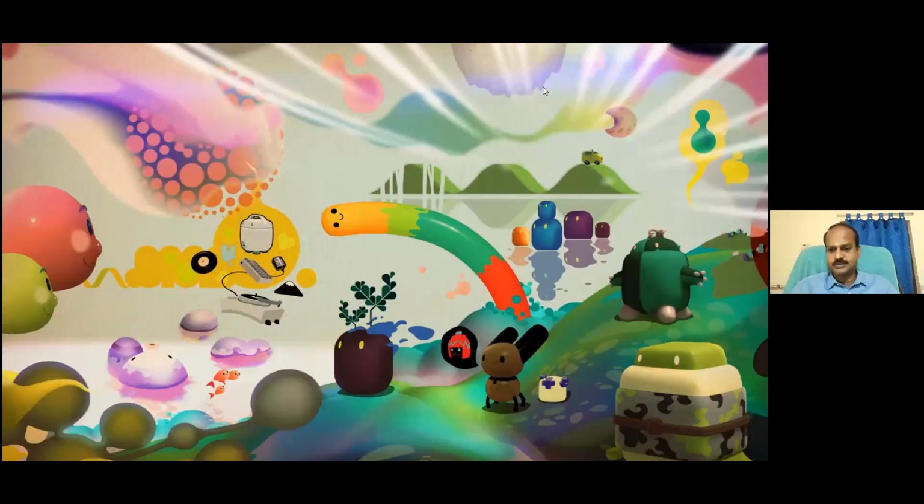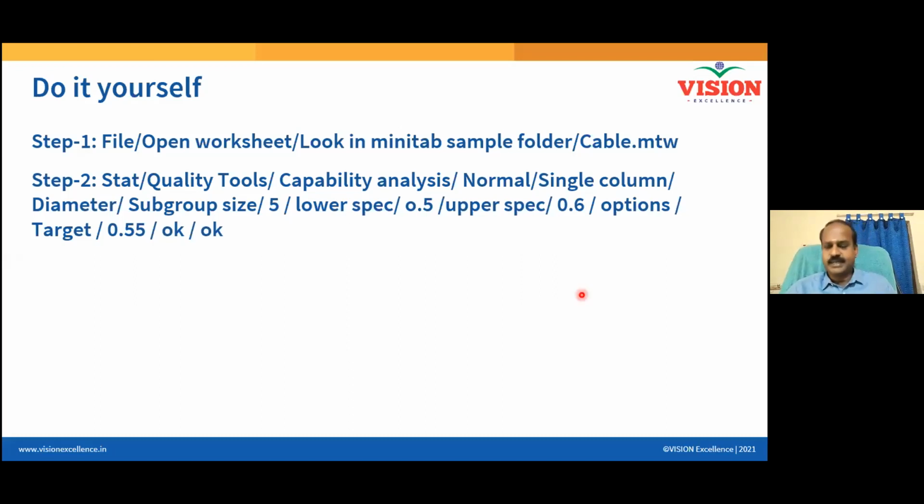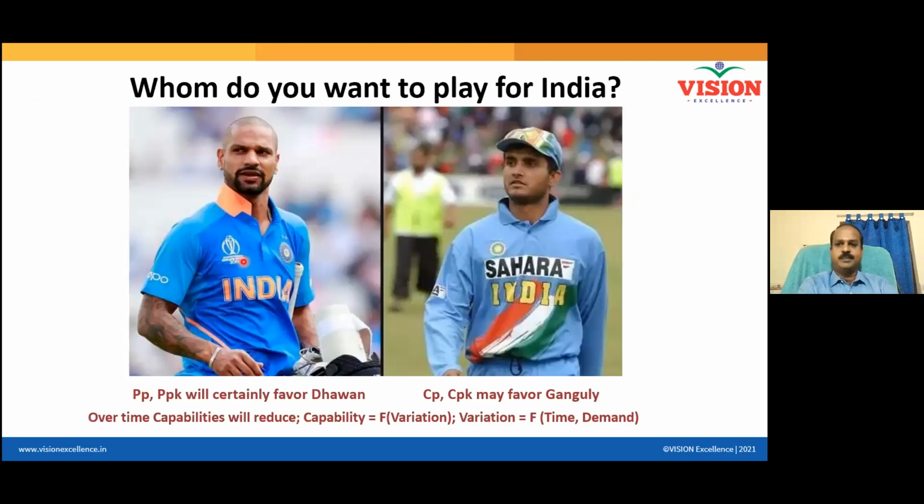So again, we move on to presentation. This particular problem, all of you can do yourself in Minitab. The steps I have demonstrated: open the worksheet, go to Stat, Quality Tools, Capability Analysis, and choose normal. In the single column, give diameter, subgroup size is 5, give the lower spec value and upper spec value. In the option, when you give the target, CPM will appear in your result. Give OK and OK. Capability analysis is done. And now let us talk about PP, PPK.